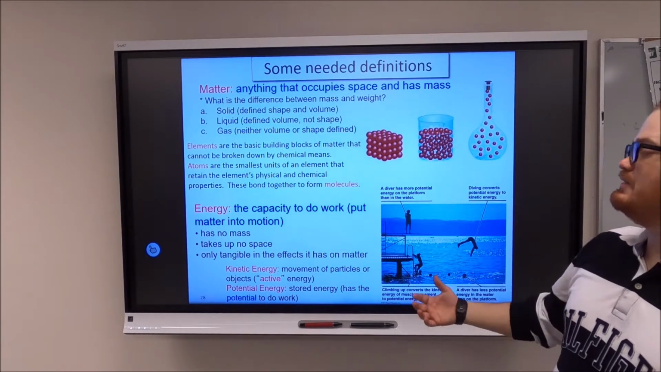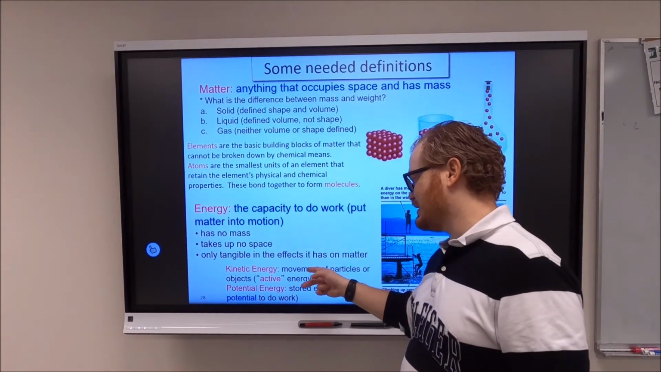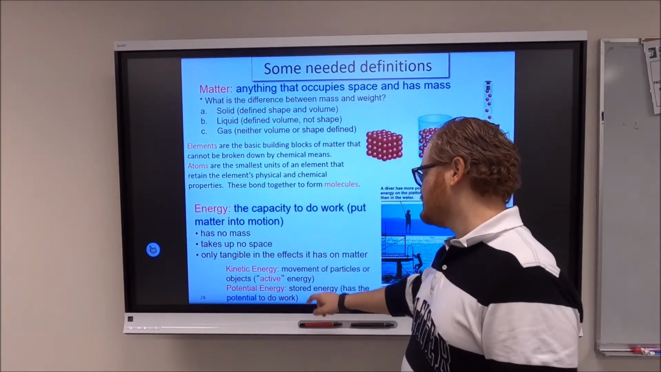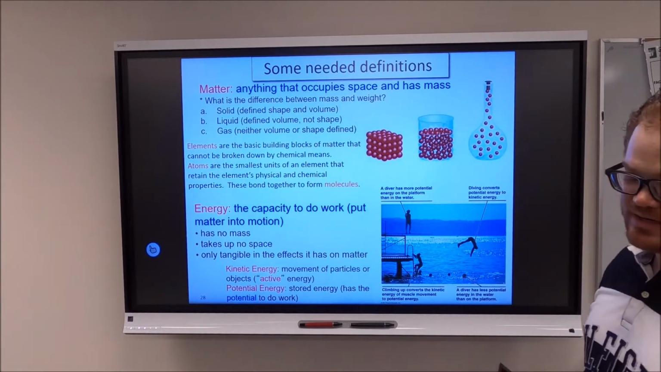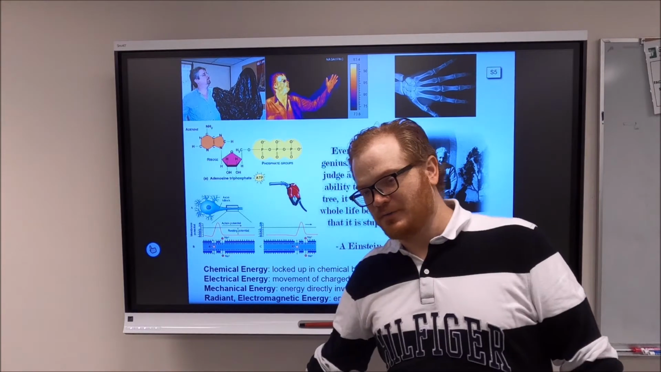Now, energy comes in a variety of forms. Normally, we classify these into kinetic and potential energy. Kinetic energy is energy of motion, whereas potential energy is a storage form. But the reality is there's a lot going on here.